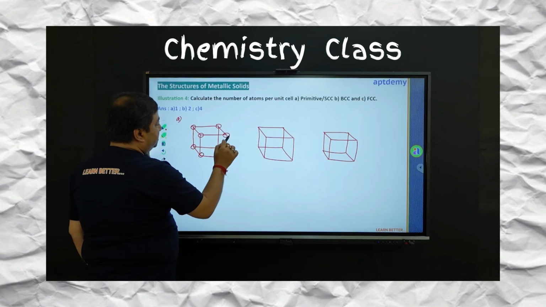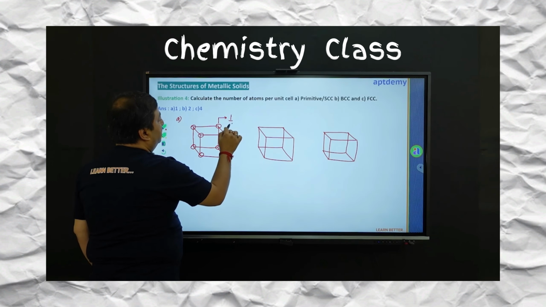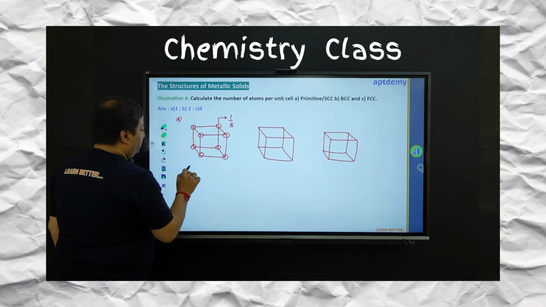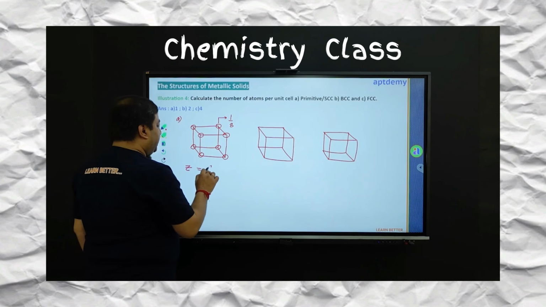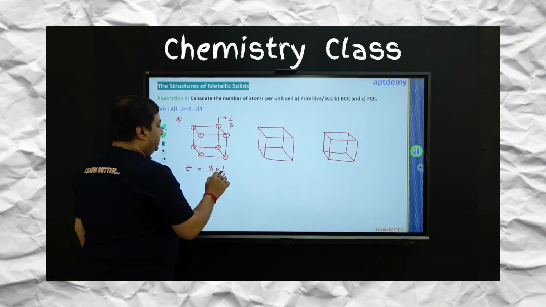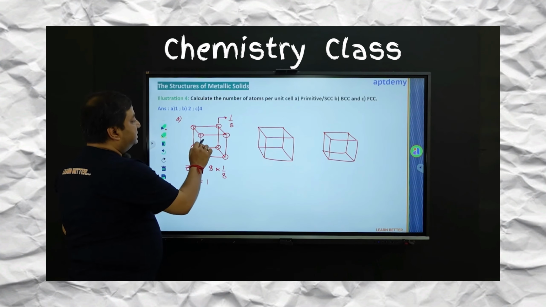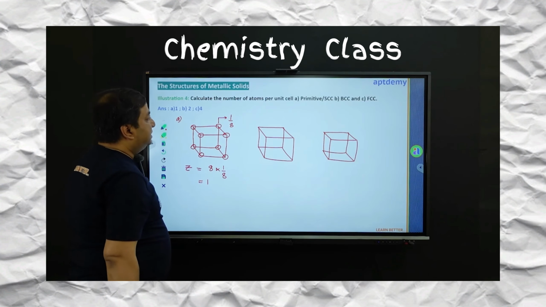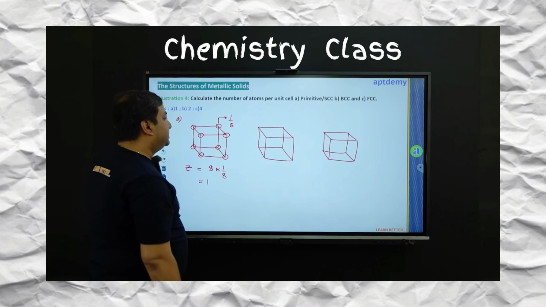And we know the contribution from each such sphere is 1 by 8. So Z is the total contribution from these 8 spheres. If there are 8 such spheres, we multiply that with 1 by 8 and the contribution will be 1. So the value of Z, that is the number of atoms within this lattice, the simple cubic cell, will be 1.